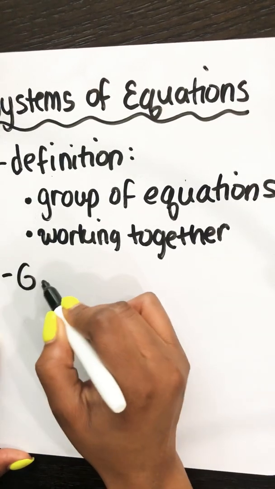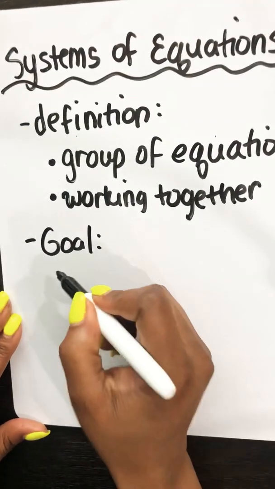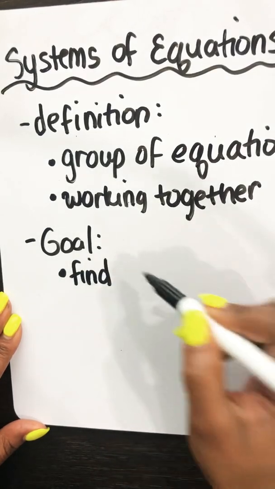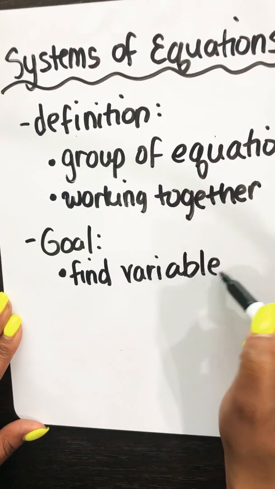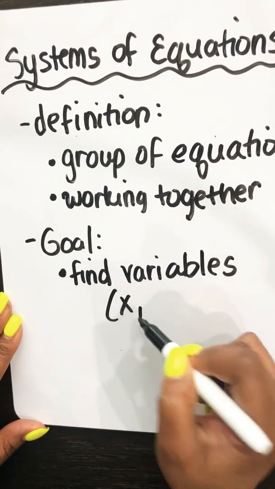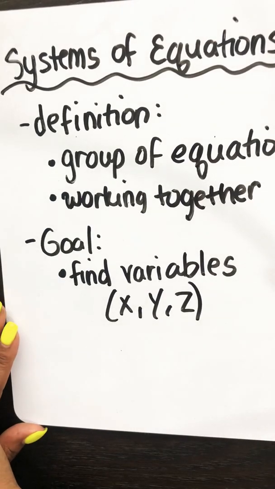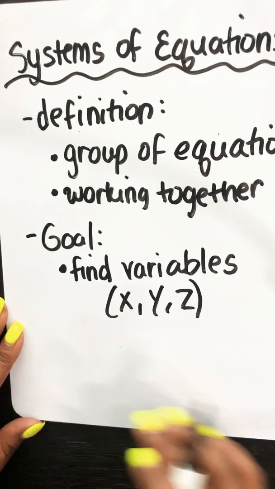So the next thing I want to address is the goal. What is the goal of a system of equations? Well, the goal of a system of equations is to find the variables. So the variables could be x, could be y, could be z, whatever the case may be. But the purpose of a system of equations is to find all of those variables, okay?